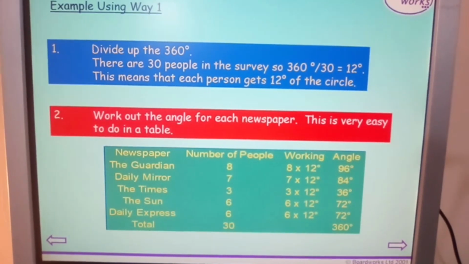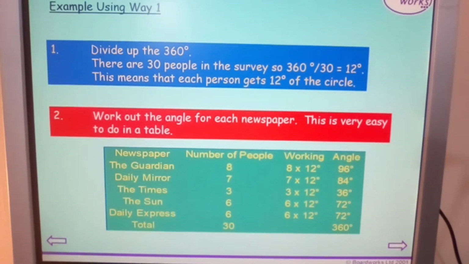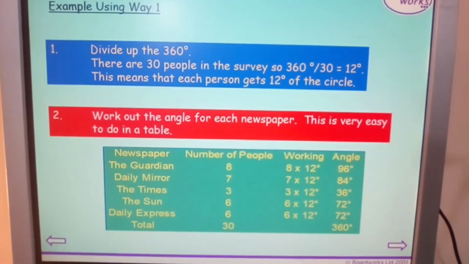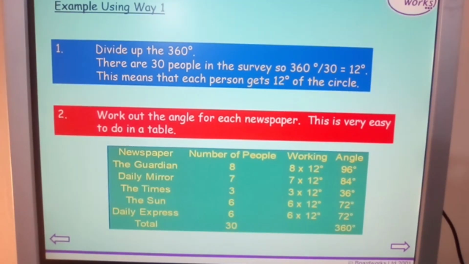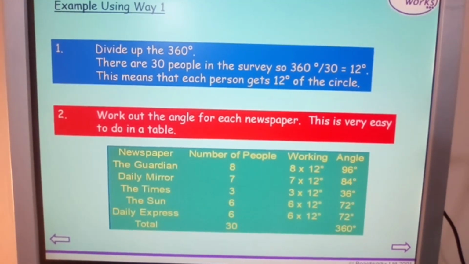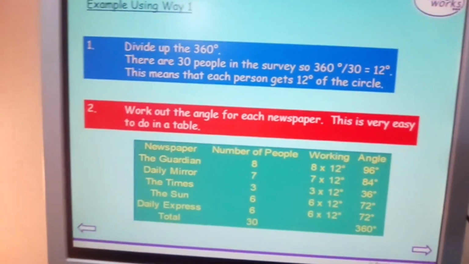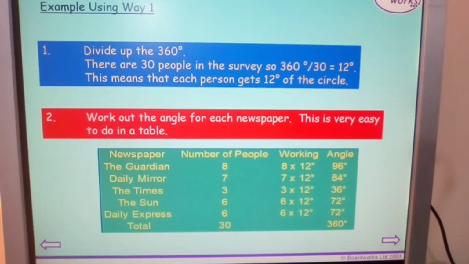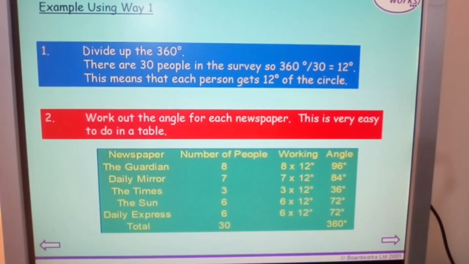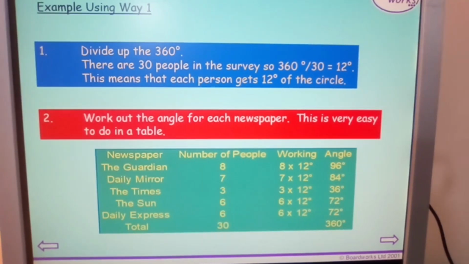Example using way 1. Divide up to 360. There are 30 people in the survey, so 360 degrees divided by 30 equals 12 degrees. This means that each person gets 12 degrees of the circle. Look at the angle for each newspaper. This is very easy to do in a table: newspapers, number of people, working angle.